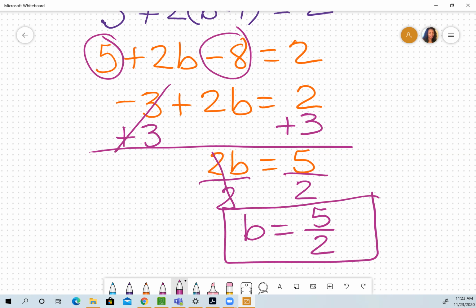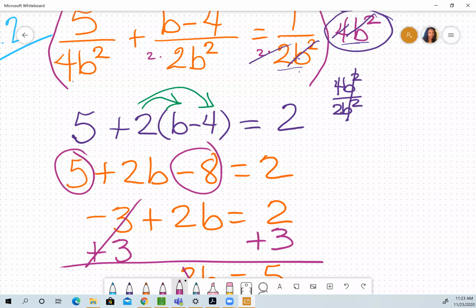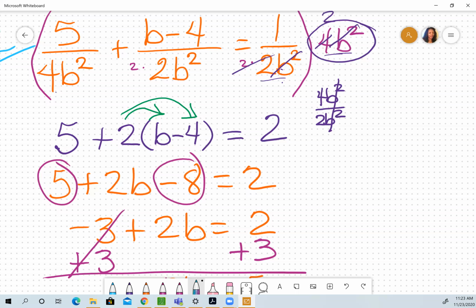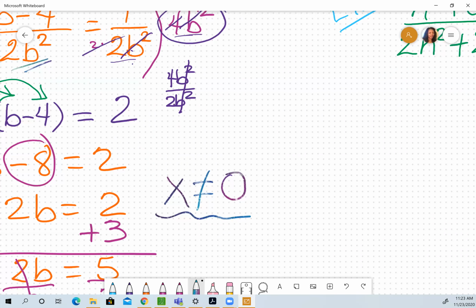Again, I have to go back and make sure that that is true. What is my excluded value? Now if I look at my denominators, I have 4b squared and 2b squared. So if I set those equal to 0, b cannot equal 0. That's my excluded value. And since 5 over 2 is not 0, I can use that number.